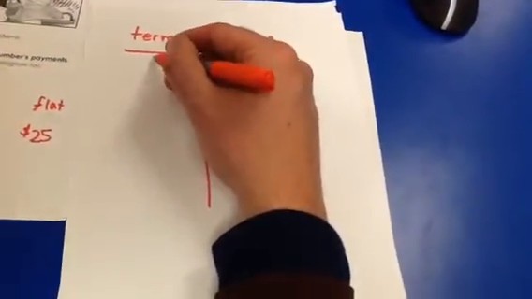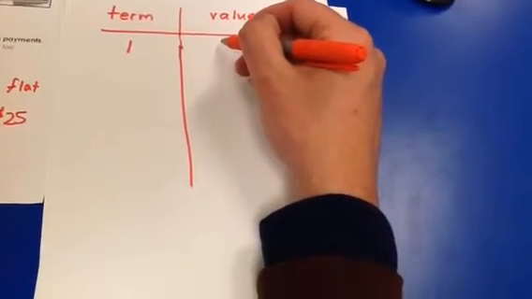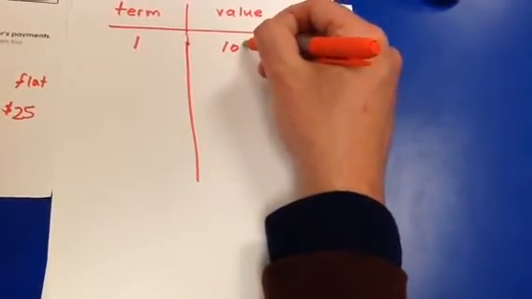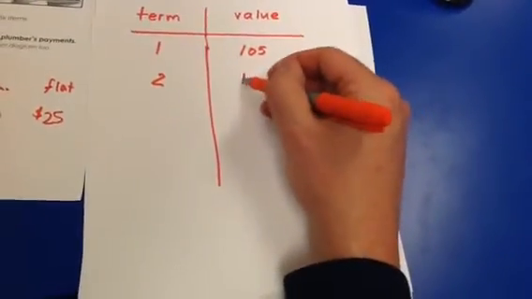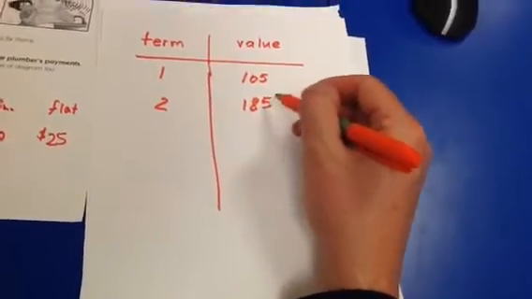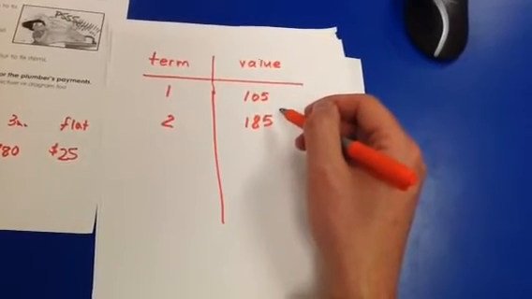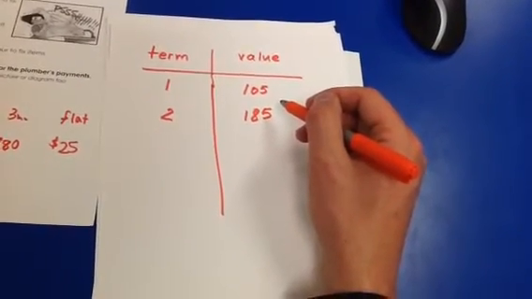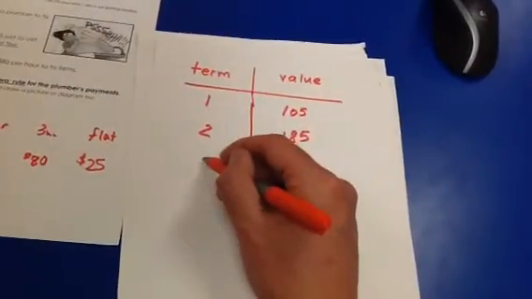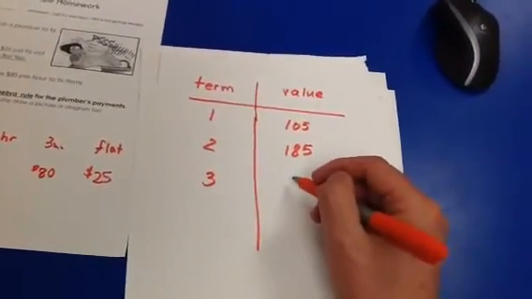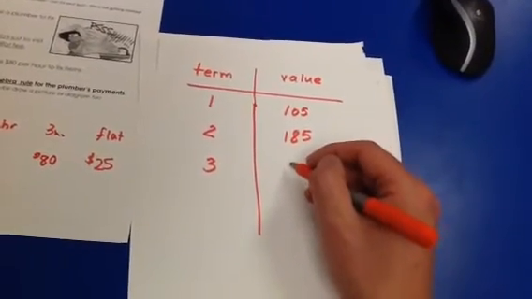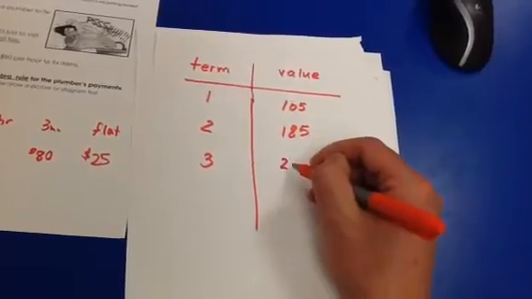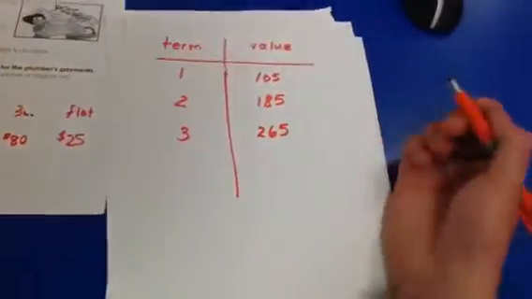for 1 hour of work, we're looking at 80 plus 25, which is 105. 2 hours, 185, because we're doing two $80, which is 160 plus 25. The third term is going to be three $80 plus the flat fee of 25, which is going to come out to $265. Now, usually 3 terms in your T-chart is enough.